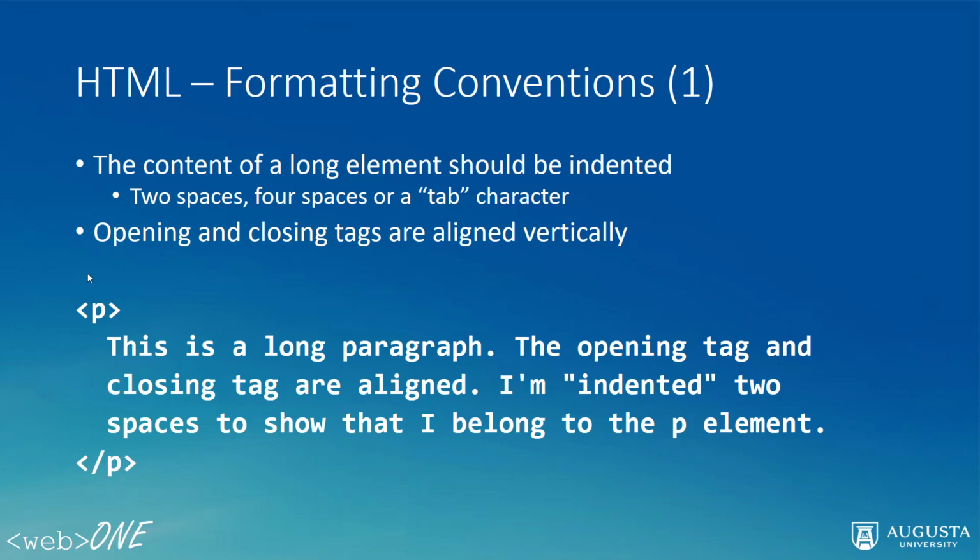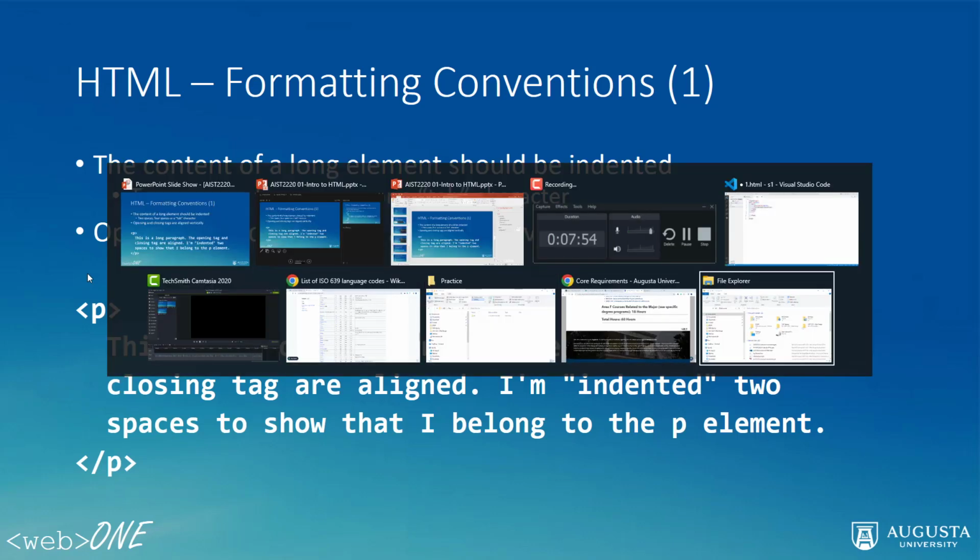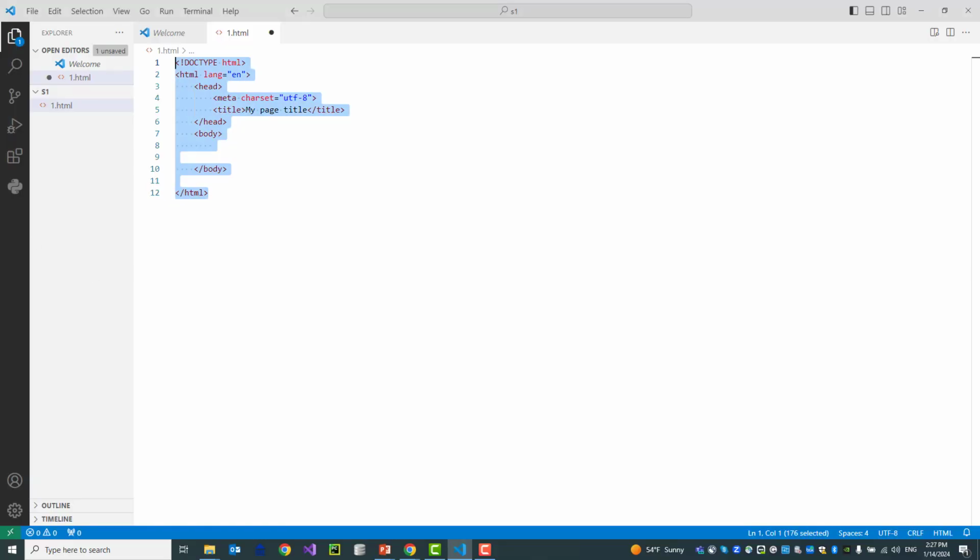Some of the conventions are: the content of a long element should be indented. In our Visual Studio Code, this is the content of the HTML element, so it's too much. That's why we add an indentation to this content. As you see here, we add a tab for our content. We may add a tab or some spaces, something like this.